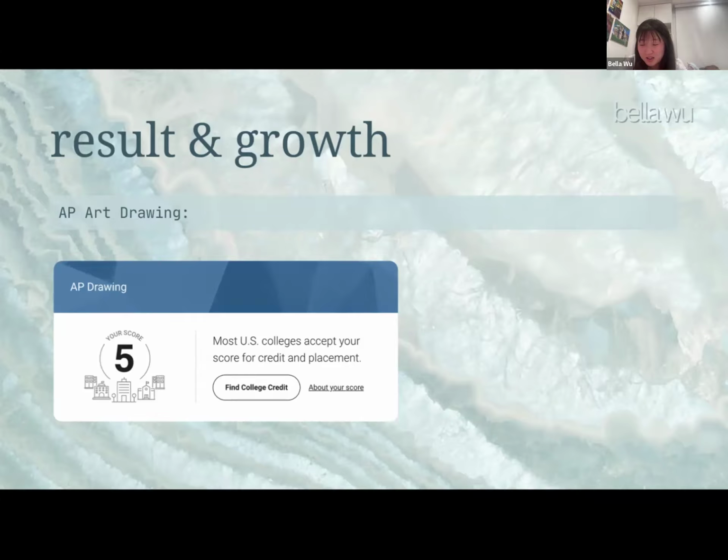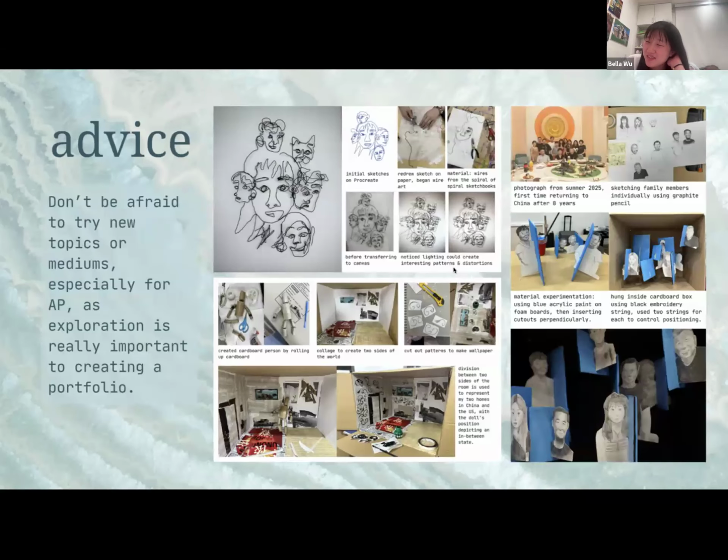I also think that I gained the confidence to create art that explores more personal themes, like both of my topics. One big thing that I learned is what Mr. Chan was talking about with how Scholastic and AP are looking for really different things. My biggest piece of advice would be to not be afraid of trying new topics or mediums, especially for AP, because when you're creating a portfolio, to stand out to judges, you need exploration, and it also allows you to learn more throughout your artistic process.